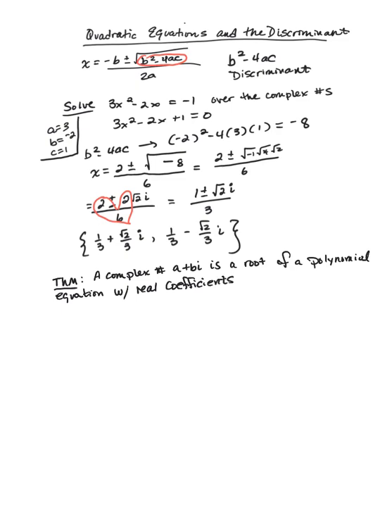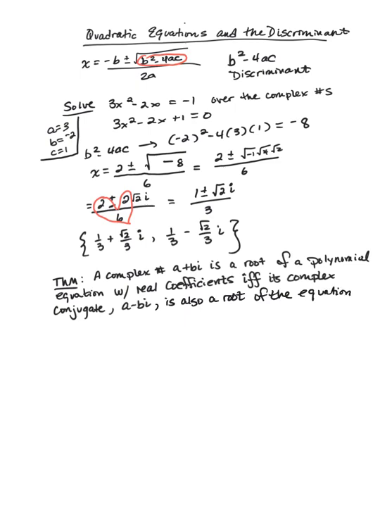if and only if, which I told you guys earlier on, we can write as IFF, if and only if its complex conjugate, a minus bi, is also a root of the equation. So, we'll be doing examples of that.